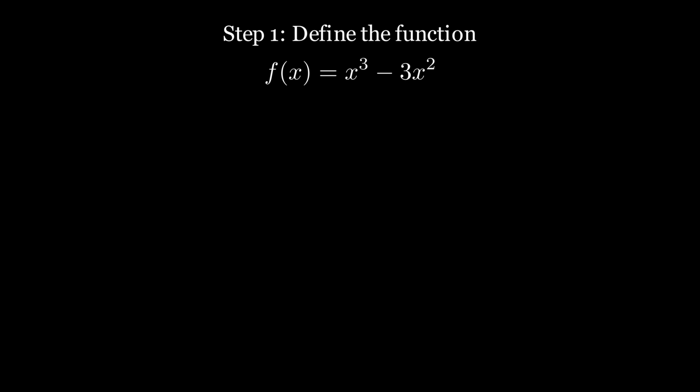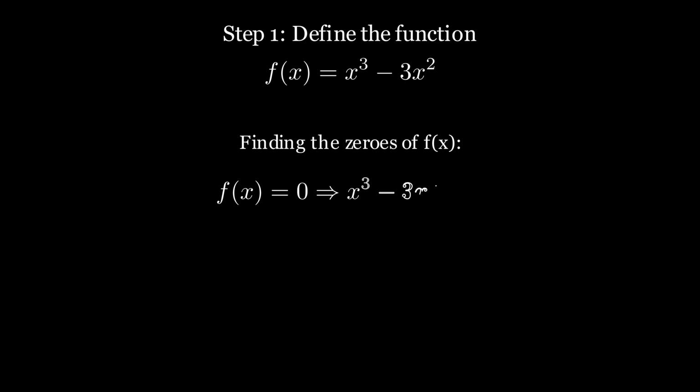Firstly, we'll want to find the zeros, the x values where f of x is equal to 0. So what we'll do is we'll set x cubed minus 3x squared equal to 0. And now what you'll notice is that you can take out an x squared, and that'll leave you with x squared times x minus 3. And this gives us two roots, one at 0 and one at 3. The double root, we'll see what that does later.